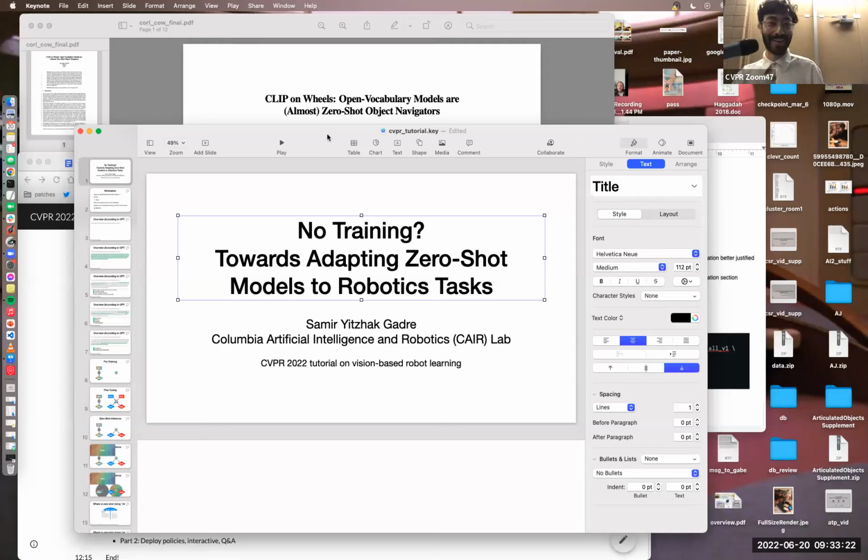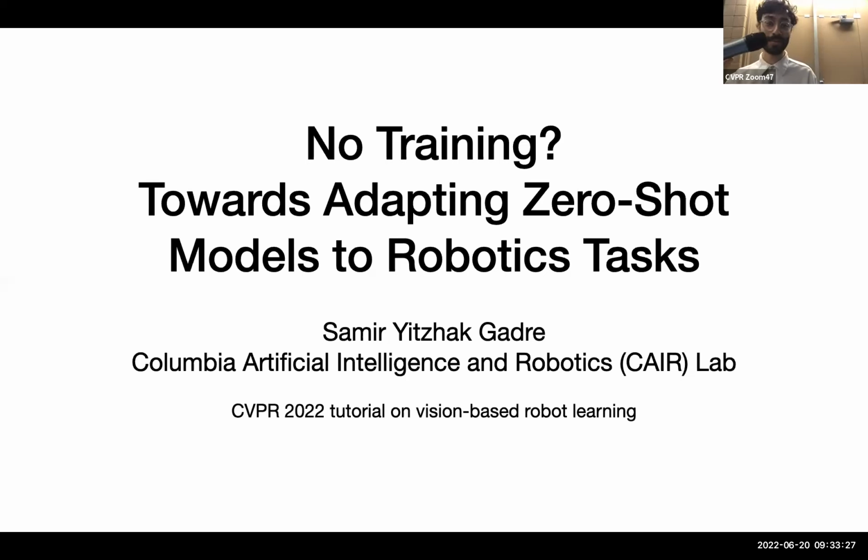Okay, so my name is Samir. I'm here as part of the Columbia Artificial Intelligence and Robotics Lab, and today I'm going to be talking about using existing zero-shot models to do robotics tasks. And I have this kind of provocative question here, which is no training, and I specifically mean no training for robots. And this seems kind of like a ridiculous question in light of all of the talks and wonderful tutorials that have happened so far.